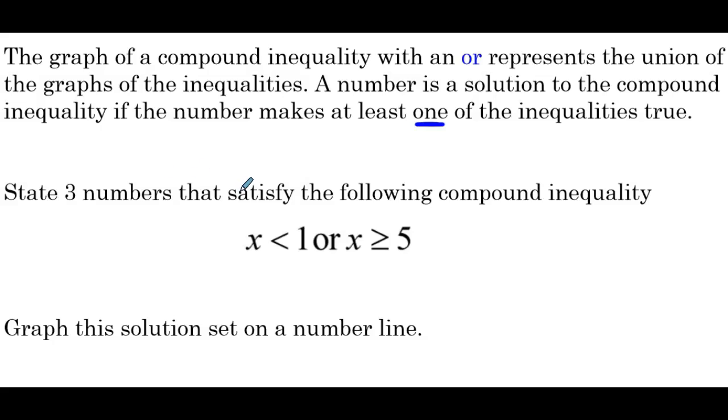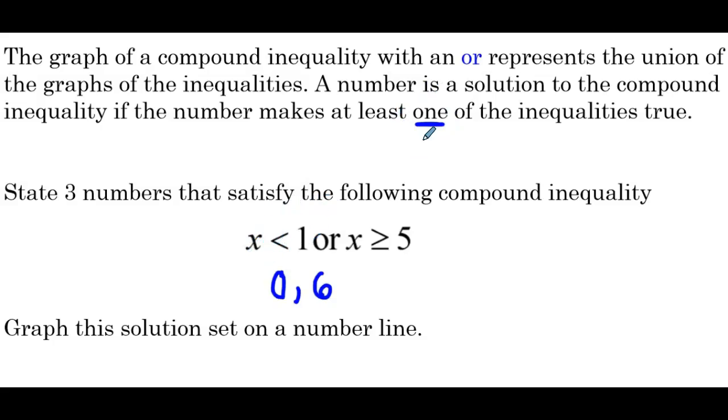State three numbers that satisfy the following compound inequality: x is less than 1 or x is greater than or equal to 5. So let's first pick a value that's less than 1. So 0, that's a solution, right? Makes this inequality true, does not make this inequality true. Now let's look at the other inequality. If we pick 6, that's a solution to this inequality, not the first.